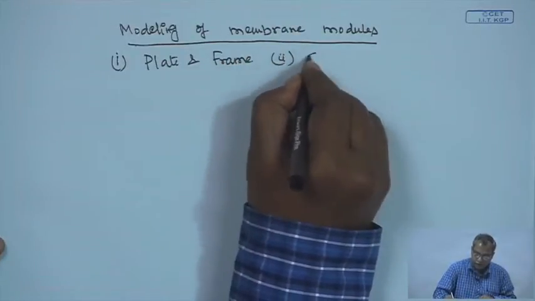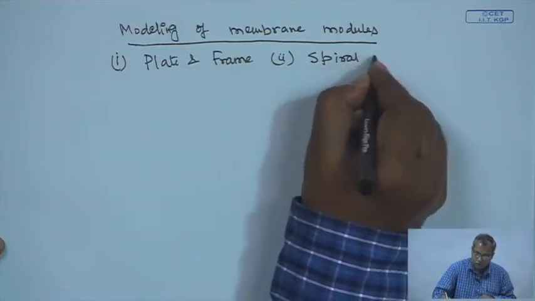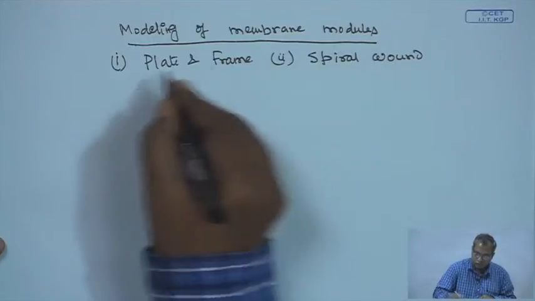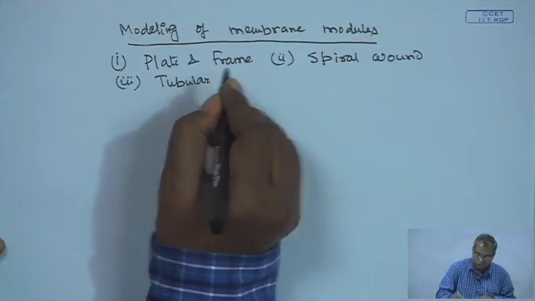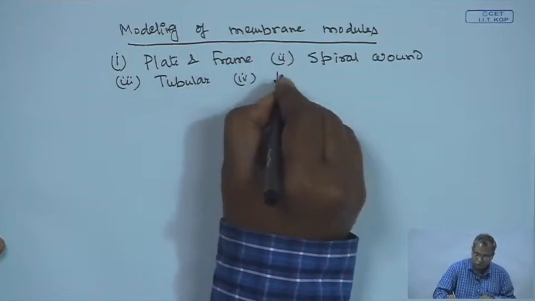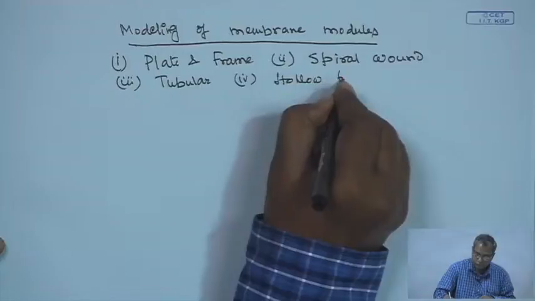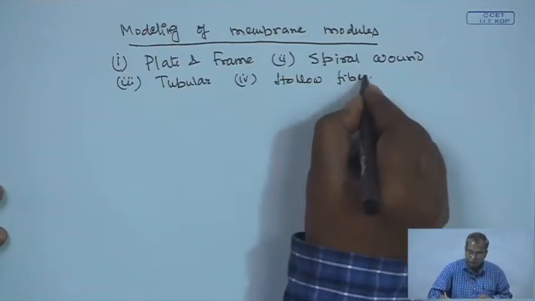The well known modules are, first, plate and frame. Secondly, the spiral wound. Third one is tubular. Fourth one is hollow fiber. I will just discuss them.